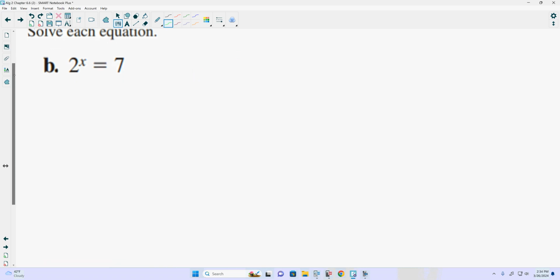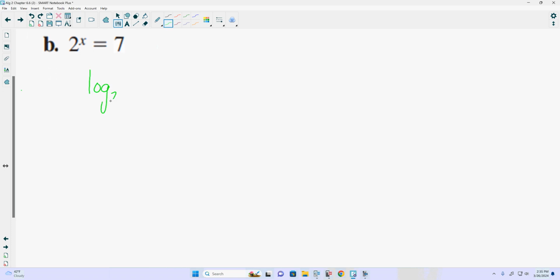Now, I'm going to look mainly at the left-hand side first. And I'm going to apply log base 2 to our 2 to the x. We're going to worry about the 7 in a minute. I'm just looking at the left-hand side first. Now, according to our properties of logarithms, I can take that exponent and move it to the front. That's our power property. So it tells us that we have x times log base 2 of 2.